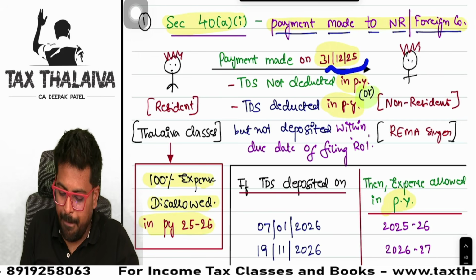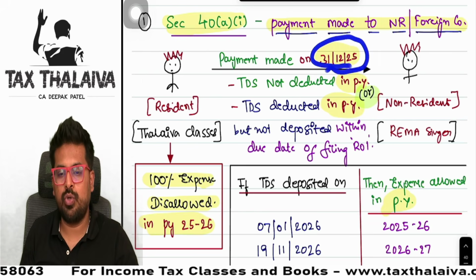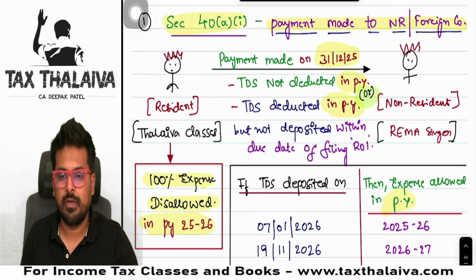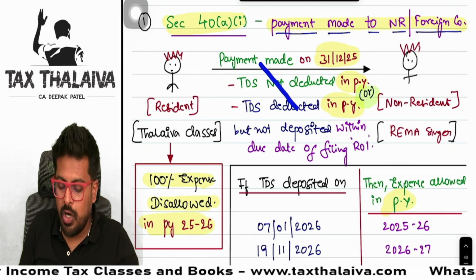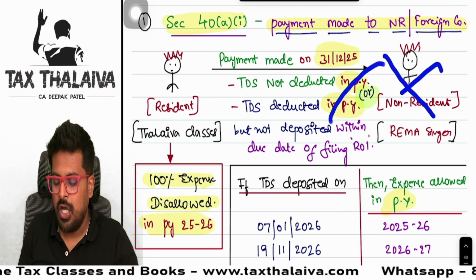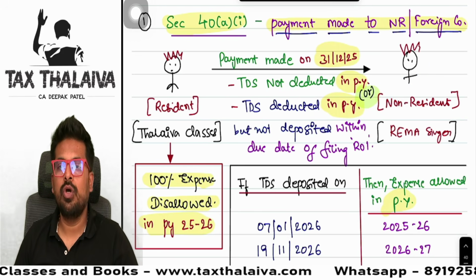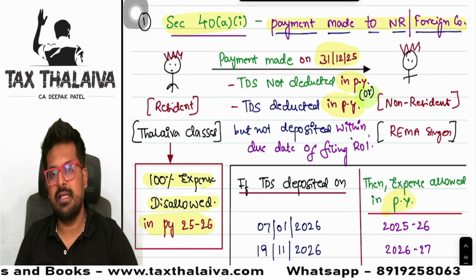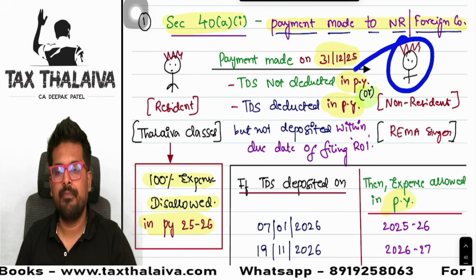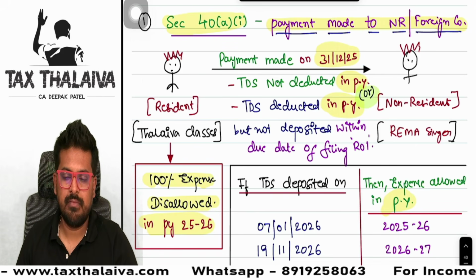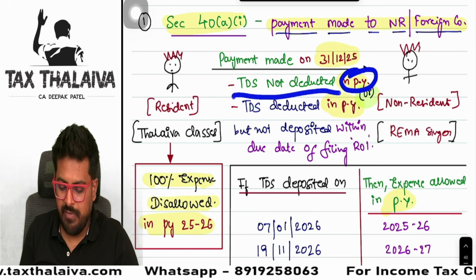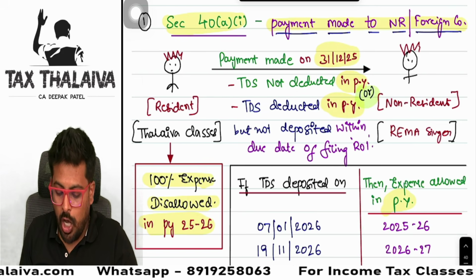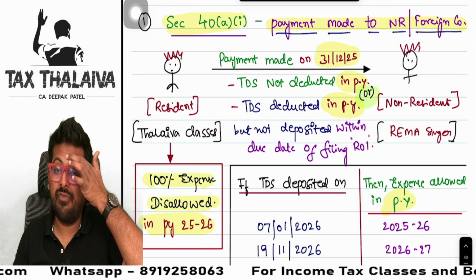Let's say we made payment on 31st of December 2025. But we forgot to deduct the TDS while making payment to Rema. We did not deduct TDS. He is a professional. TDS not deducted in the previous year, or TDS deducted but not deposited within the filing of return of income.